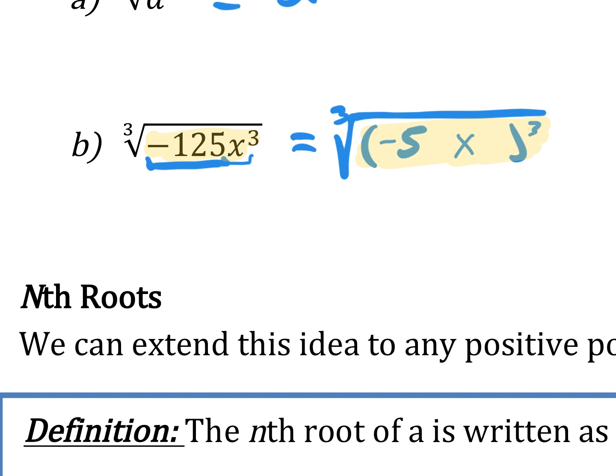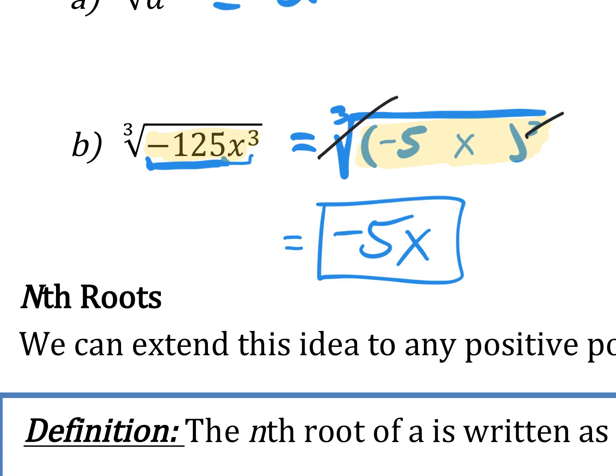Those are the same thing. They're worth the same. So since they're the same thing, we can rewrite it. And since it's in this form over here, that's nice, because now this cube root and this cube kind of cancel each other out. They're inverses. And so that leaves us with what's inside, negative 5x. It's totally fine that it is negative.